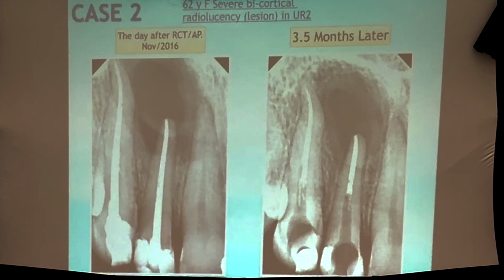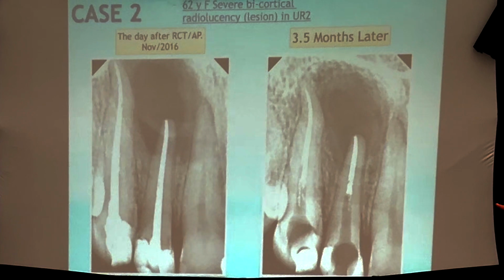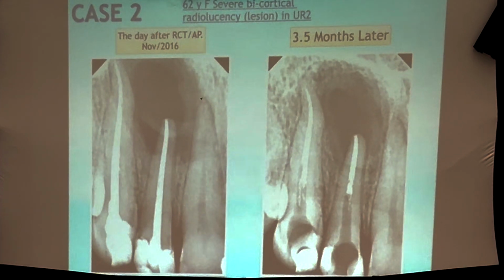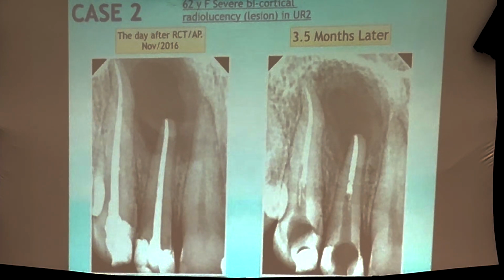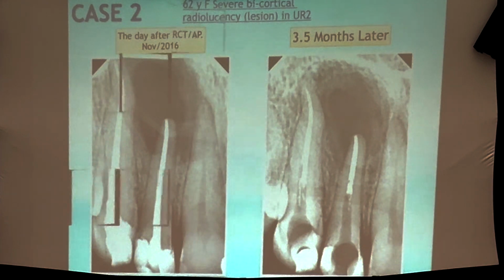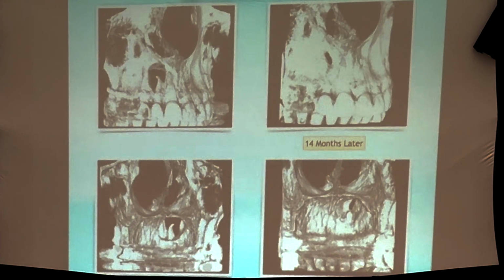Another case. Root canal treatment with laser. Big lesion there. Okay? And 3.5 months later, the size of the lesion is now almost half. Can you see the three-dimensional x-ray? It's a bilateral lesion. What does that mean? It's open from inside and outside. It's open. There's nothing. You can pass your finger through there.